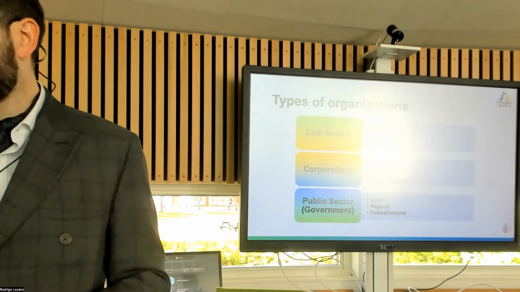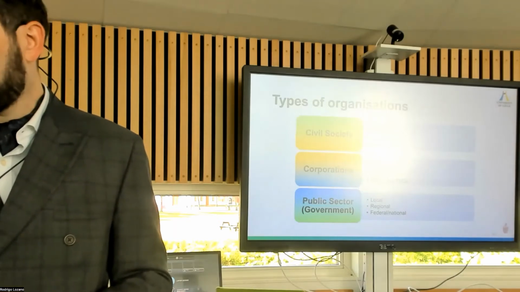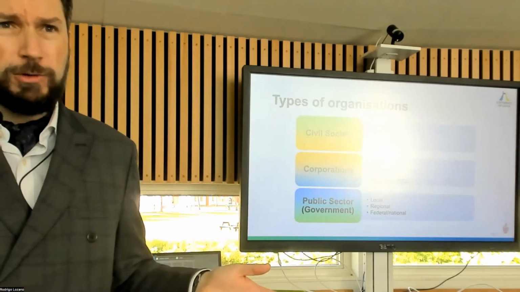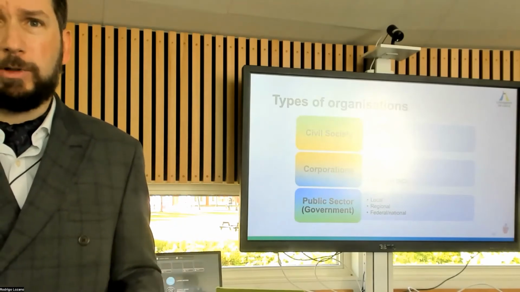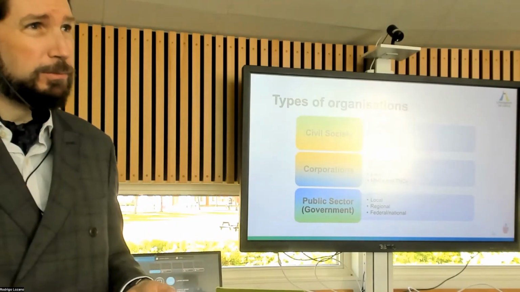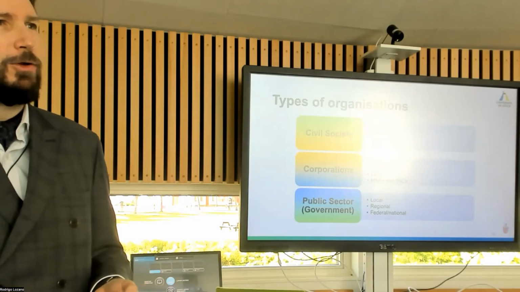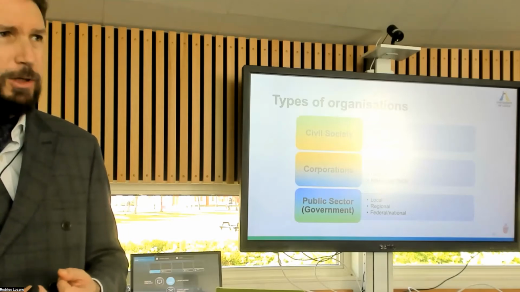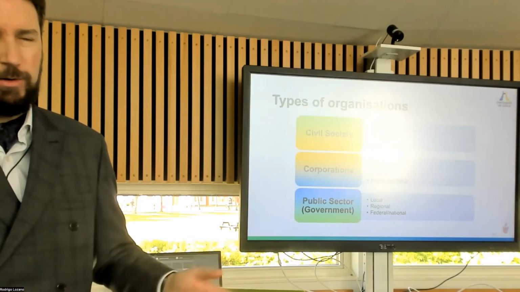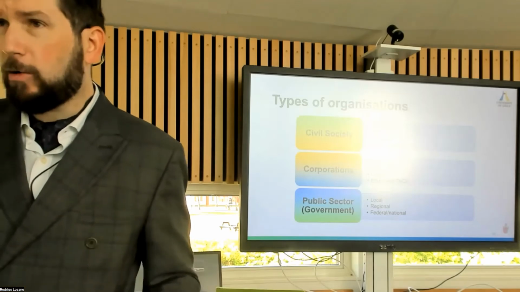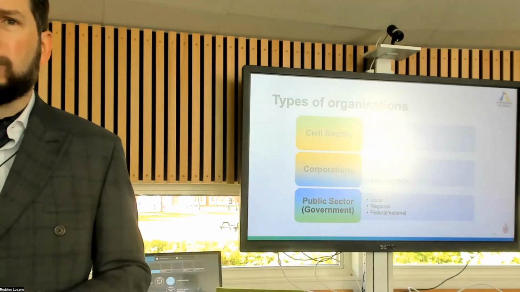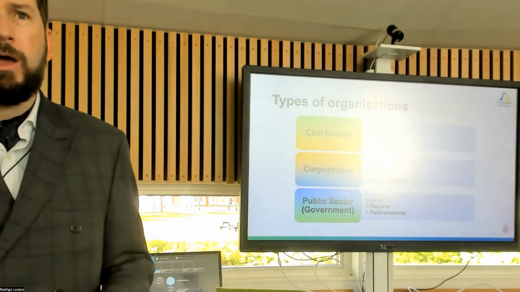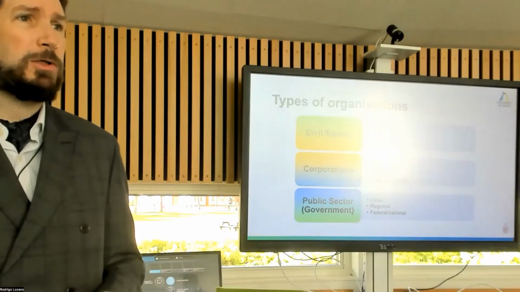We have civil society, including education, NGOs, religious institutions, Looney Tunes institutions too. We have corporations: micro, SMEs, small and medium-sized enterprises, large, and MNEs, multinational enterprises, and TNCs, transnational corporations. There's a slight difference. And then we have what we call the public sector, or public sector organizations of government, which includes local, regional, federal, national.